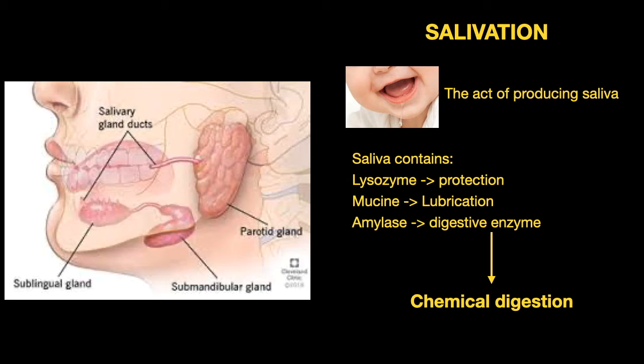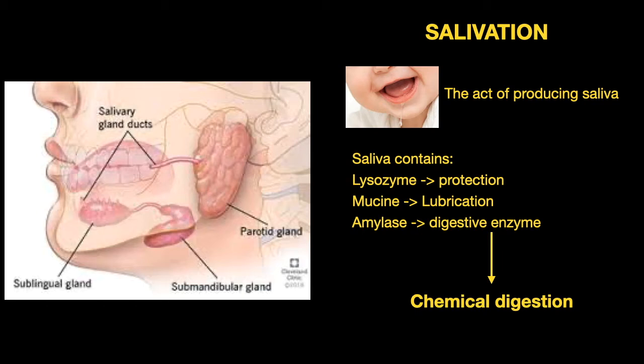Chewed food is mixed with saliva, but what is saliva? Saliva is a watery liquid that contains different substances such as mucin, lysozyme, and amylase. Mucin is a mucus substance that lubricates and mixes with food, creating the bolus.